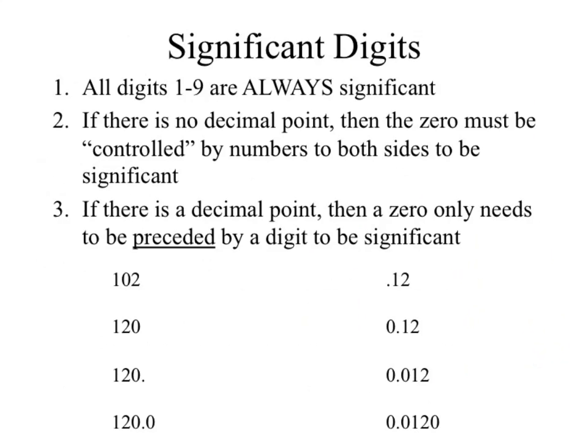Okay? If there is no decimal point, the 0 must be controlled by numbers on both sides of it to be significant. Okay? So in that case, what we're looking at is our very first example.